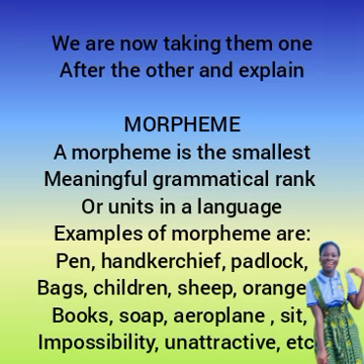We are now taking them one after the other and explaining. Morpheme. A morpheme is the smallest meaningful grammatical rank or unit in a language. Examples of morphemes are pen, handkerchief, padlock, bags, children, sheep, oranges, books, soap, aeroplane, sit, impossibility, unattractive, etc.